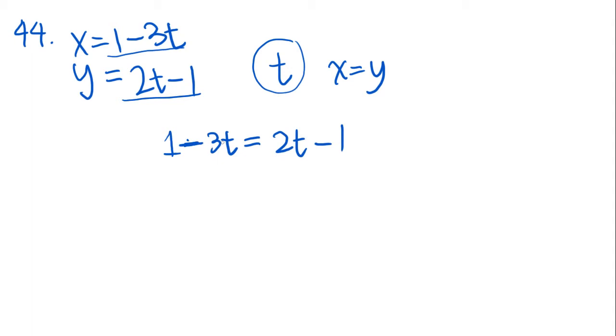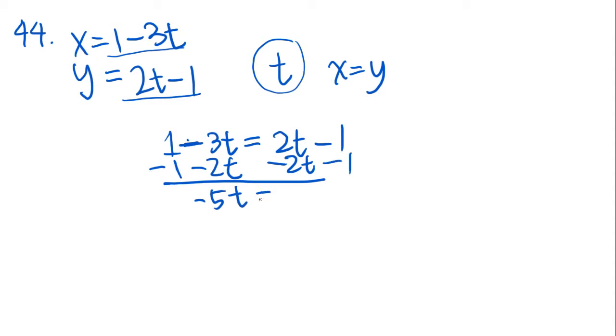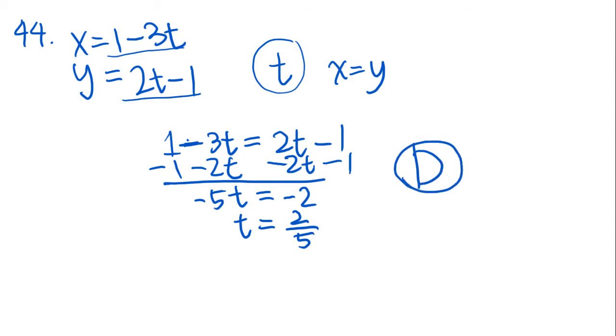Let's see here, that's a negative 3t, so let's subtract 2t from both sides, and we end up with negative 5t here, and let's subtract the 1 from both sides, and we get negative 2. So t equals 2 over 5, and that is answer choice D.